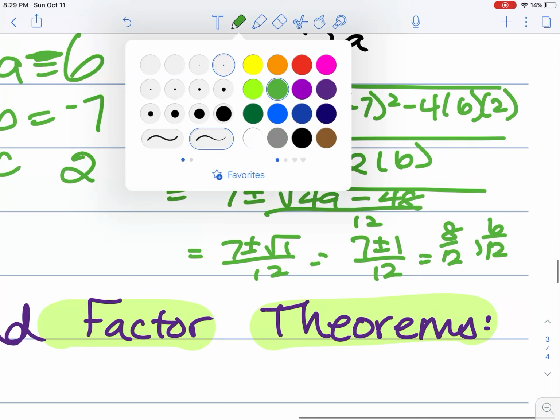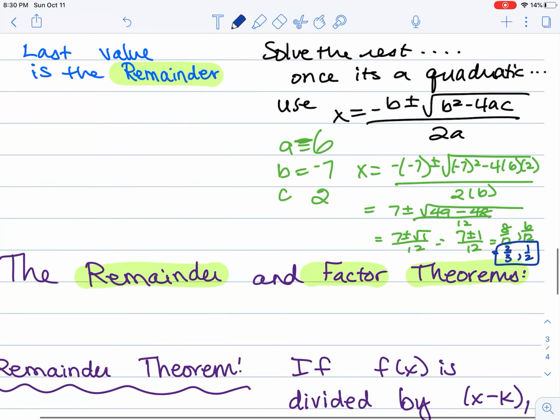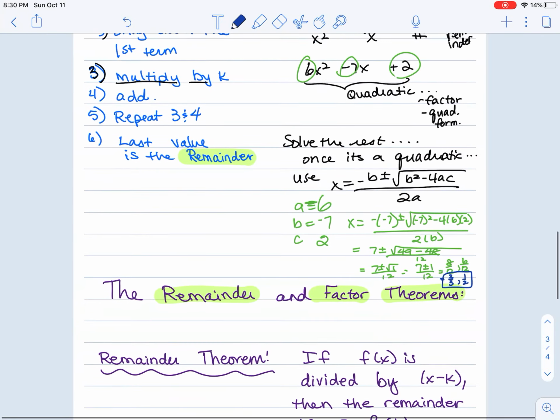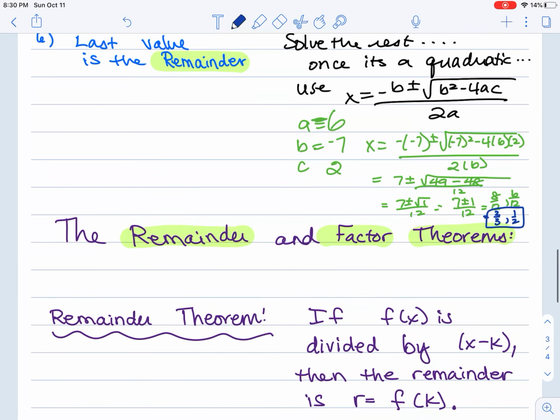And if I were to simplify that one step more, I'm going to reduce it by 4. 8/12 is really 2/3. 6/12 is really 1/2. So those are my solutions, as well as the solution from this right here, this 2. So my solutions for the whole thing are x equals 2, 2/3, and 1/2.